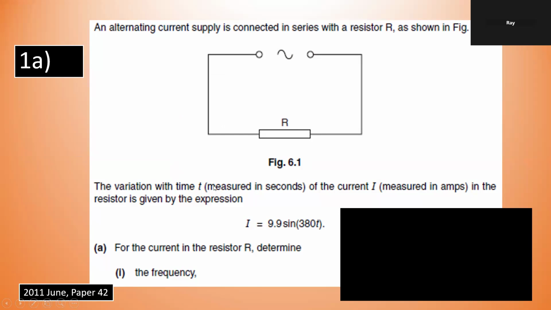The variation with time, measured in seconds, of the current, measured in amperes, in the resistor is given by the expression. For the current in the resistor R, determine the frequency. What is your answer?